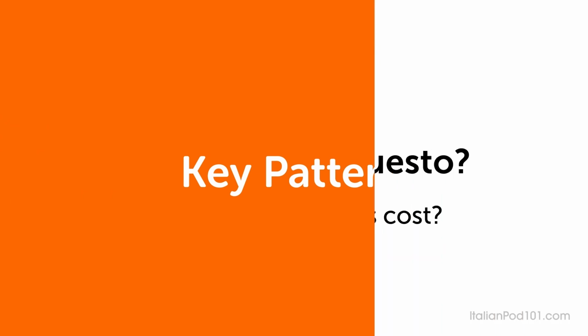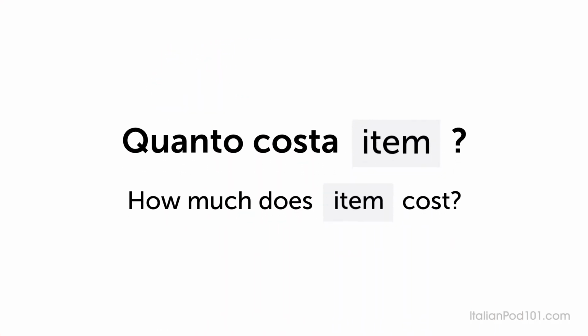The pattern is Quanto costa item. How much does item cost? Quanto costa item? To use this pattern, simply replace the item placeholder with the thing you'd like to know the price of. Note, when naming specific items, you'll need to use the correct corresponding article.